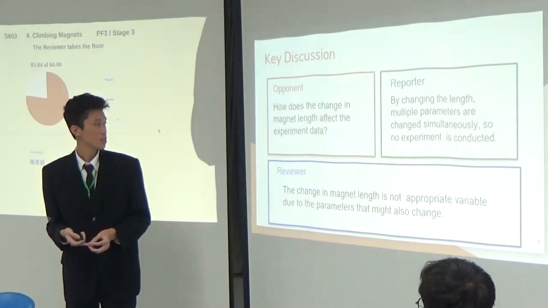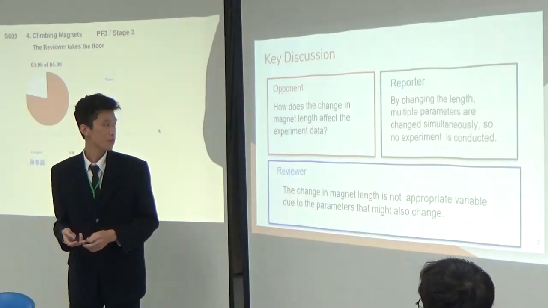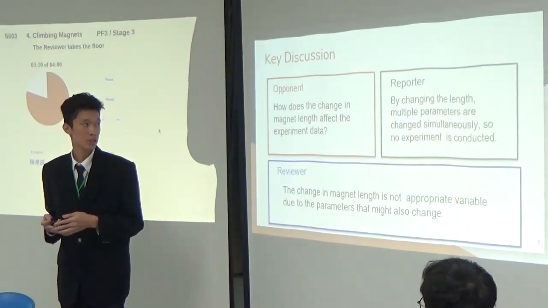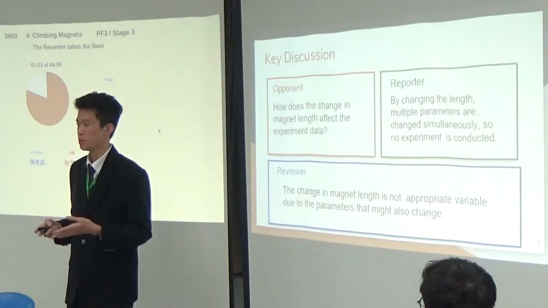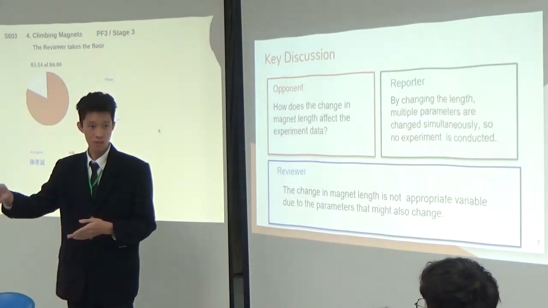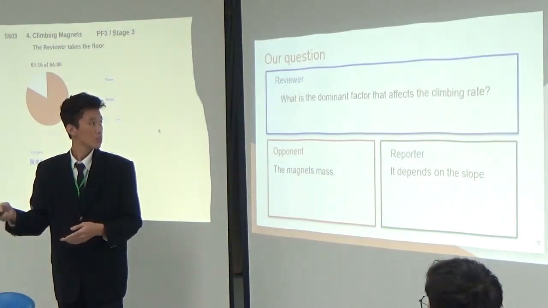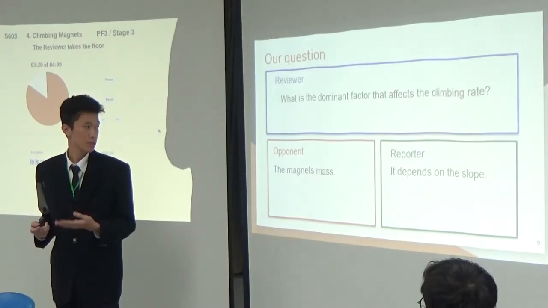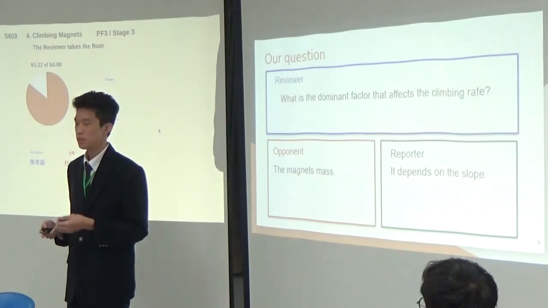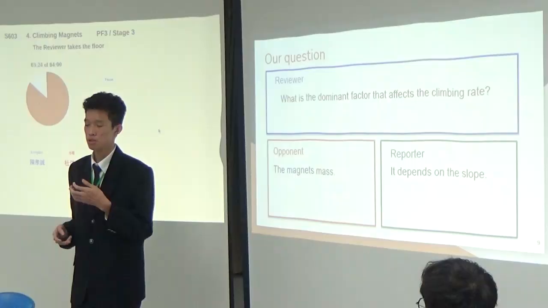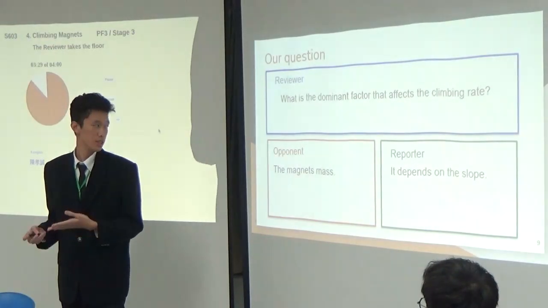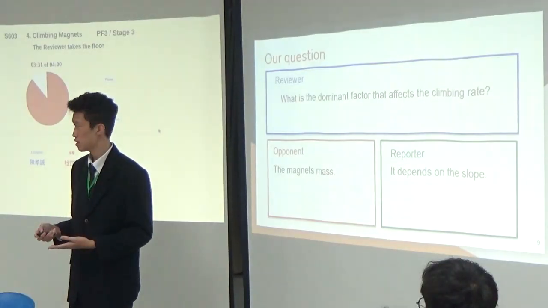So the opponent asks, how does the change in magnet's length affect the experiment data? And the reporter answers that by changing the length, multiple parameters could be changed at the same time. The reviewer asks, what is the dominant factor affecting the climbing rate? And the reporter says that since they don't change two parameters at the same time, it depends. And the opponent answers that it's the magnet's mass.